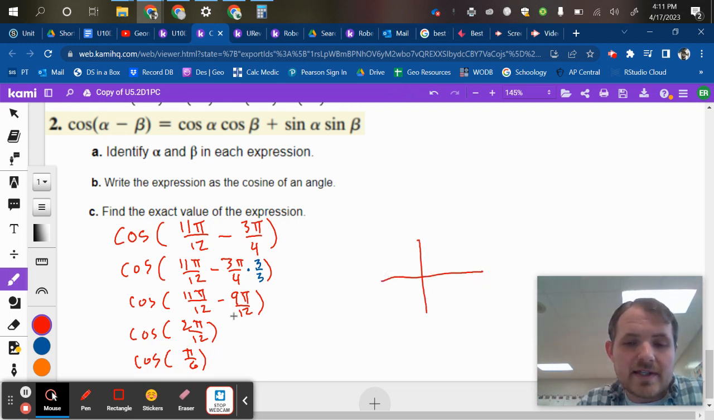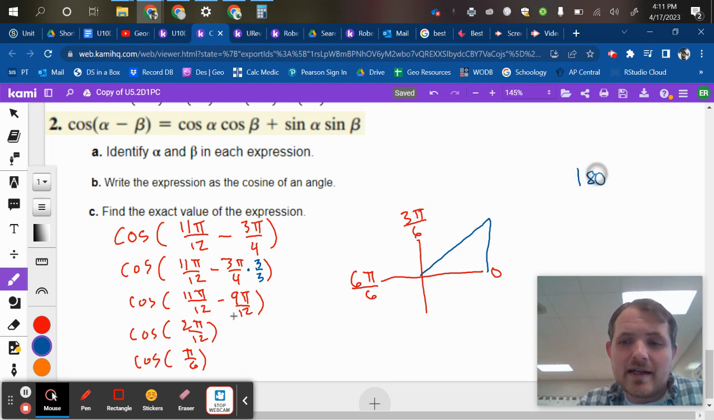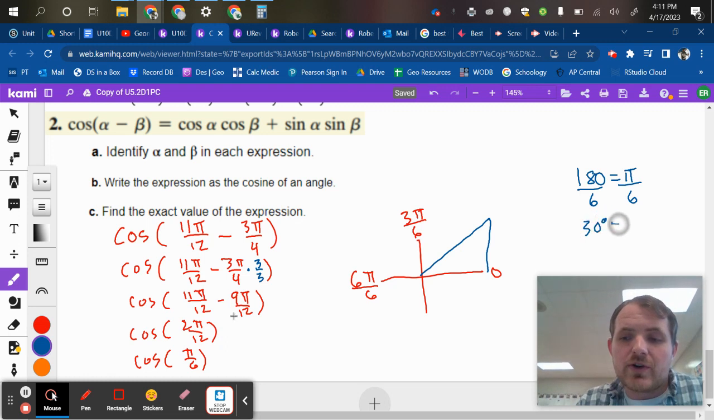Well, if I'm drawing this and not doing it with a calculator, this is 6 pi over 6. So halfway between 0 and 6 pi over 6 is 3 pi over 6. So in that first quadrant is where we're going to be with a 1 pi over 6. If 180 is equal to pi, then 180 over 6 is pi over 6. Therefore, 30 degrees is pi over 6.